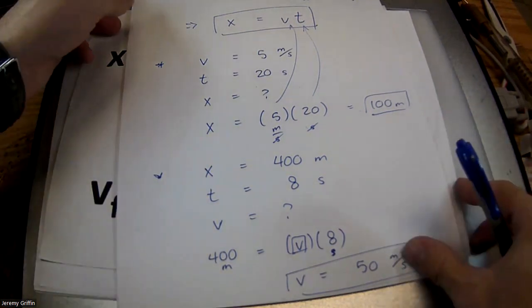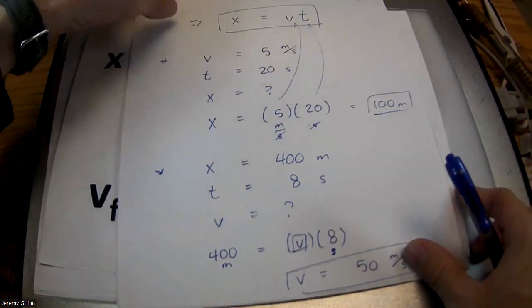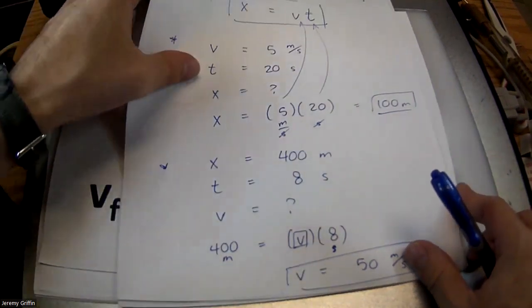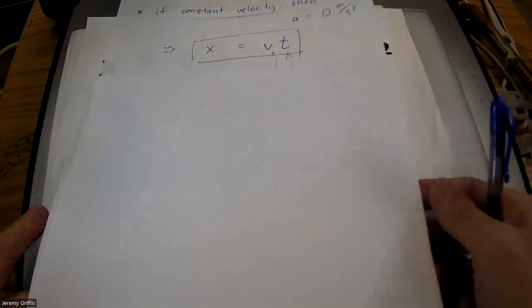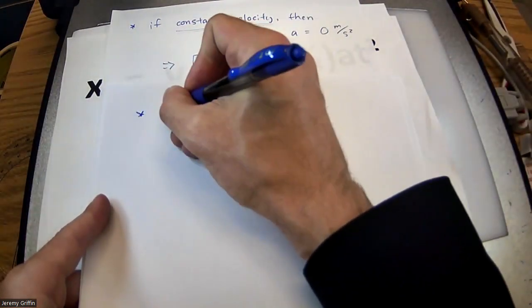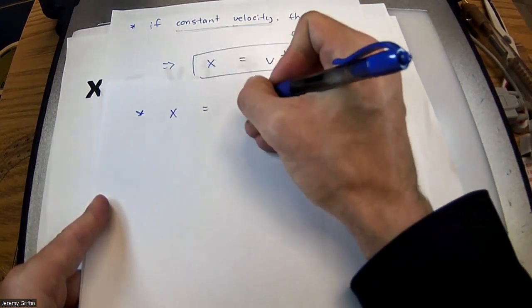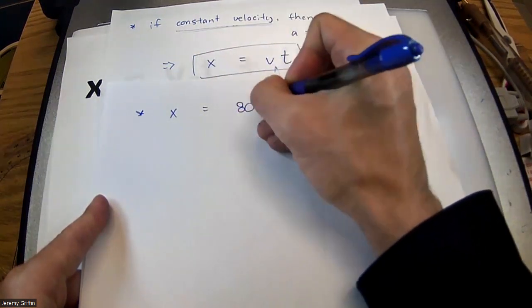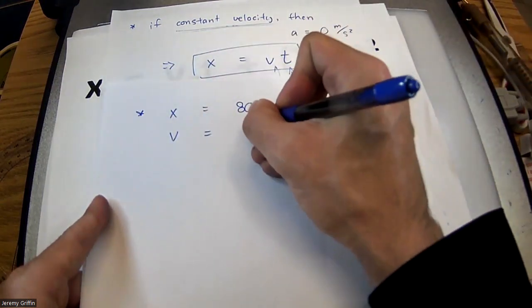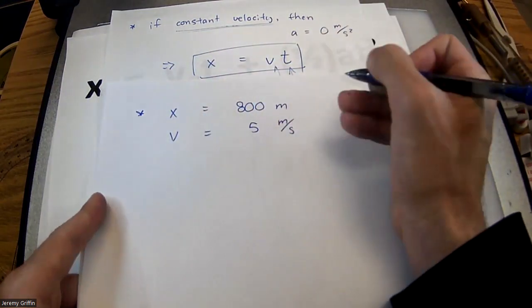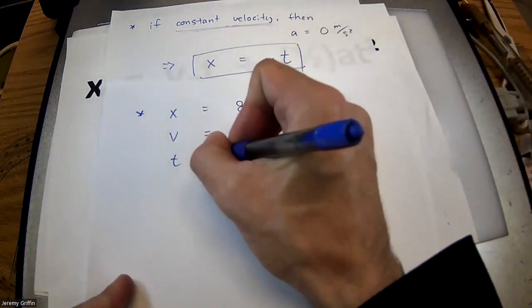And the third question you could be asked is how much time has passed given x and v. So the third version of this: suppose that I have to run 800 meters, and I can run at a speed of 5 meters per second. How long is it going to take me to get there?